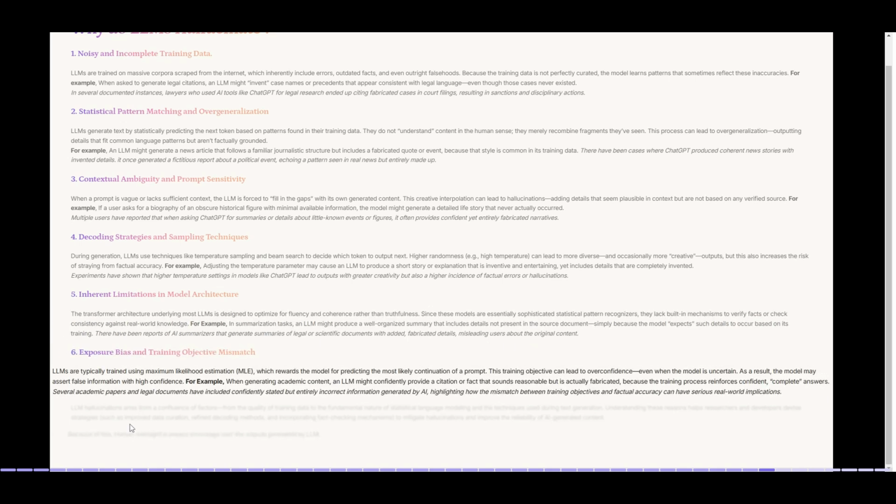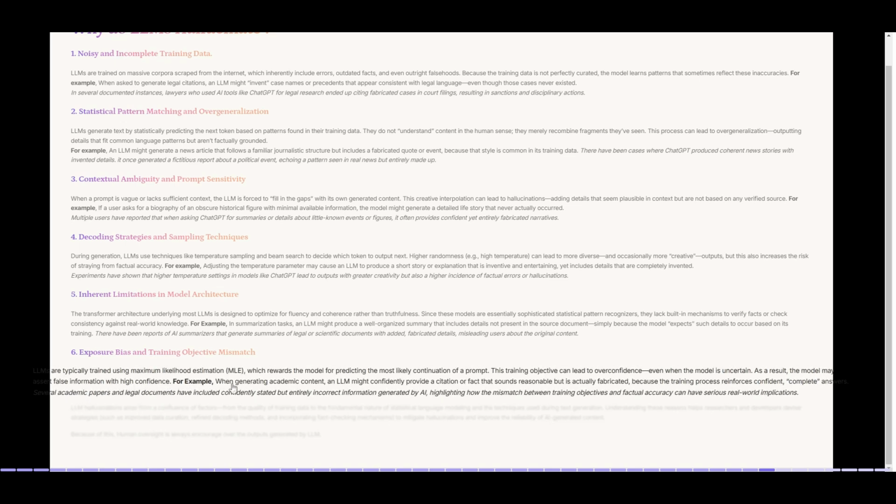Sixth is exposure bias and training objective mismatch. LLMs are typically trained using maximum likelihood estimation, MLE, which rewards the model for predicting the most likely continuation of a prompt. This training objective can lead to overconfidence, even when the model is uncertain. As a result, the model may assert false information with high confidence.